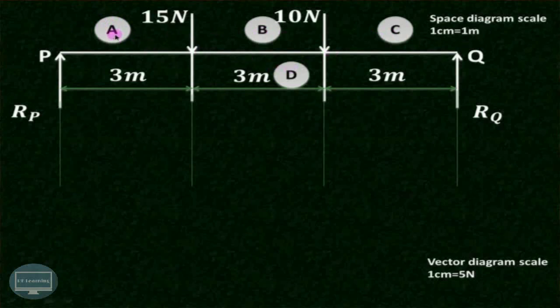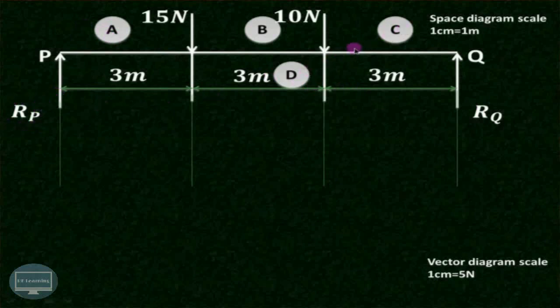What does it mean that between this particular space, 15 Newton is representative of AB, okay? BC is representative of this particular 10 Newton. CD is representative of this RQ, and DA is representative of this particular RP. So again, try to understand. 15 Newton corresponds to this AB. 10 Newton corresponds to this BC. DC is related to this RQ, and DA is representing this particular RP.